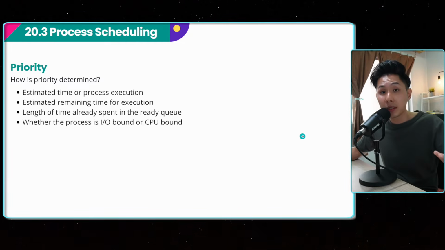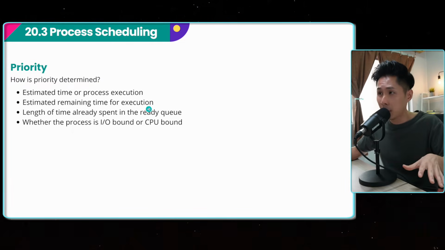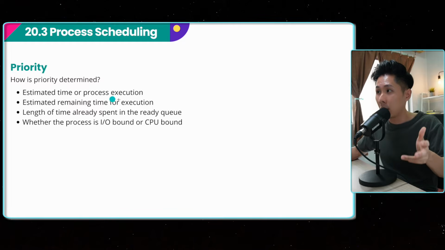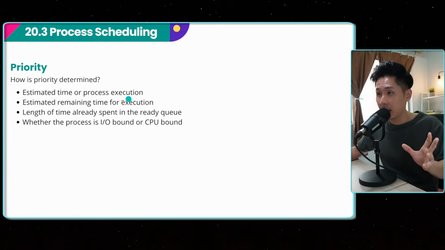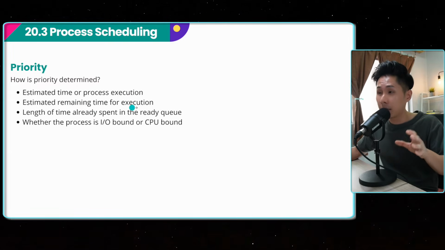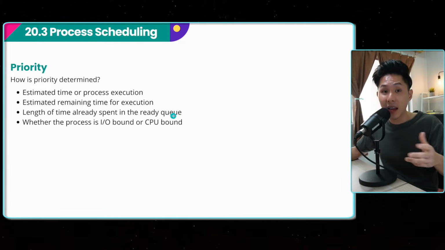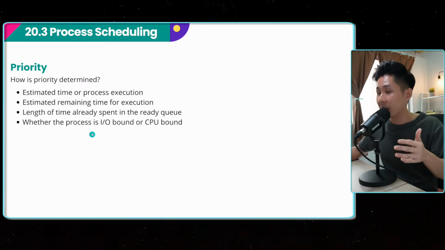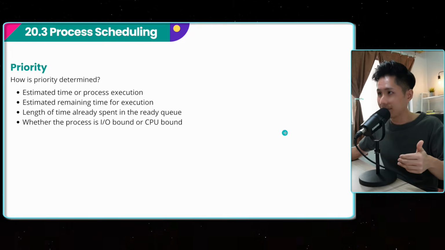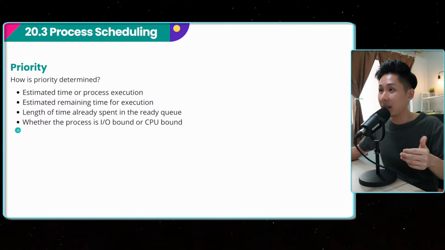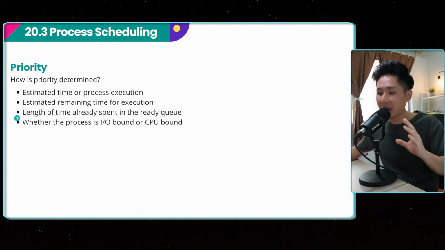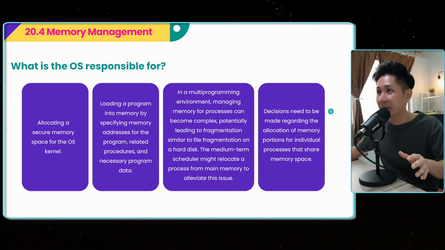And for the CPU to determine priority, these are some things it looks for. Estimated time of process execution, how long does it take? Estimated remaining time for execution. Length of time already spent in the ready queue, how long has it been waiting? Whether the process is IO bound or CPU bound. So that's how a few scheduling algorithms work. Hopefully that makes more sense with all the visuals.